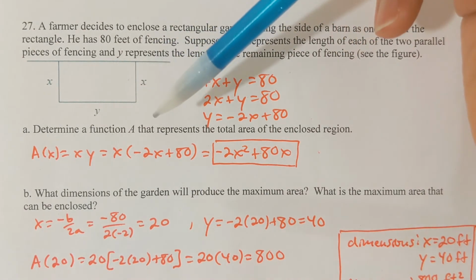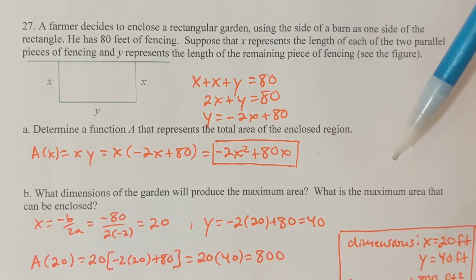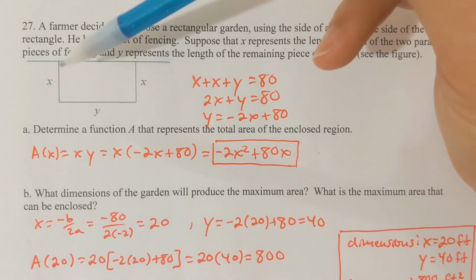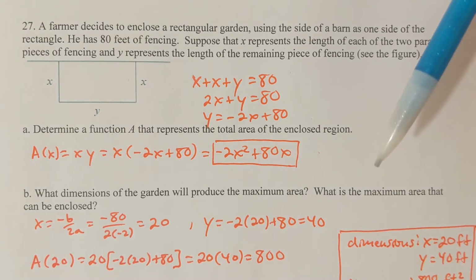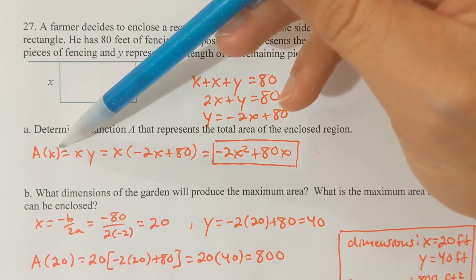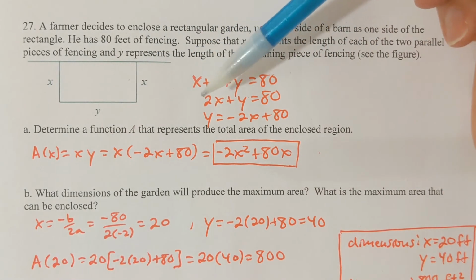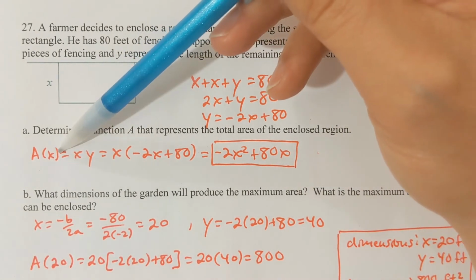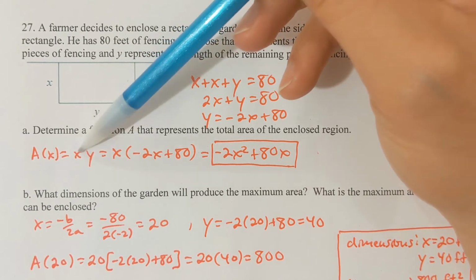Part A, determine a function A that represents the total area of the enclosed region. Well, he's building a rectangle, and we know the area of a rectangle is length times width. So I'm creating a function of x. I'm going to call that A of x. Length times width means I've got x times y. Now here's the thing. I'm building a function of x, so I don't want x and y floating around. I'd like to have only x.